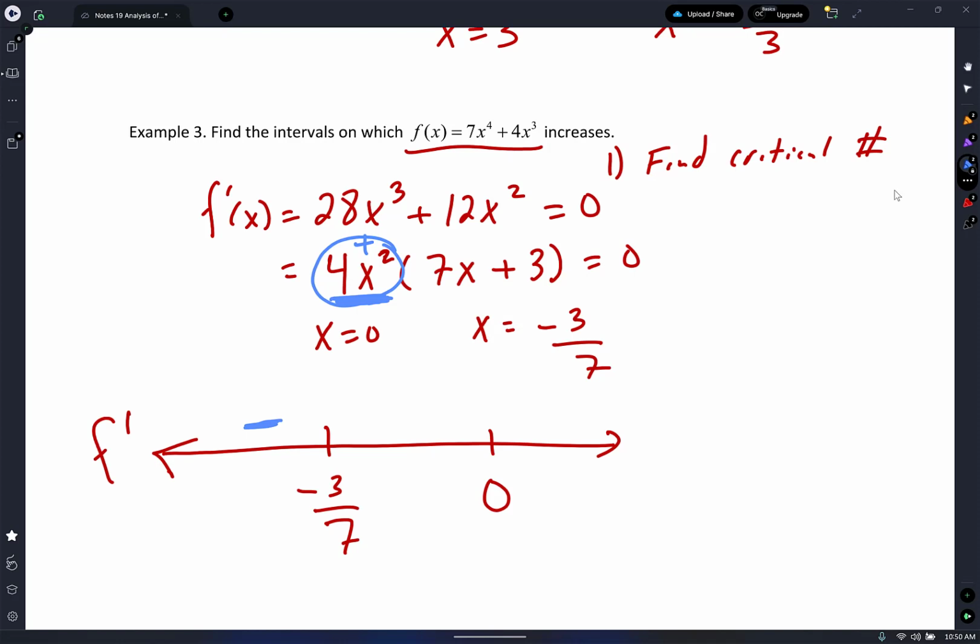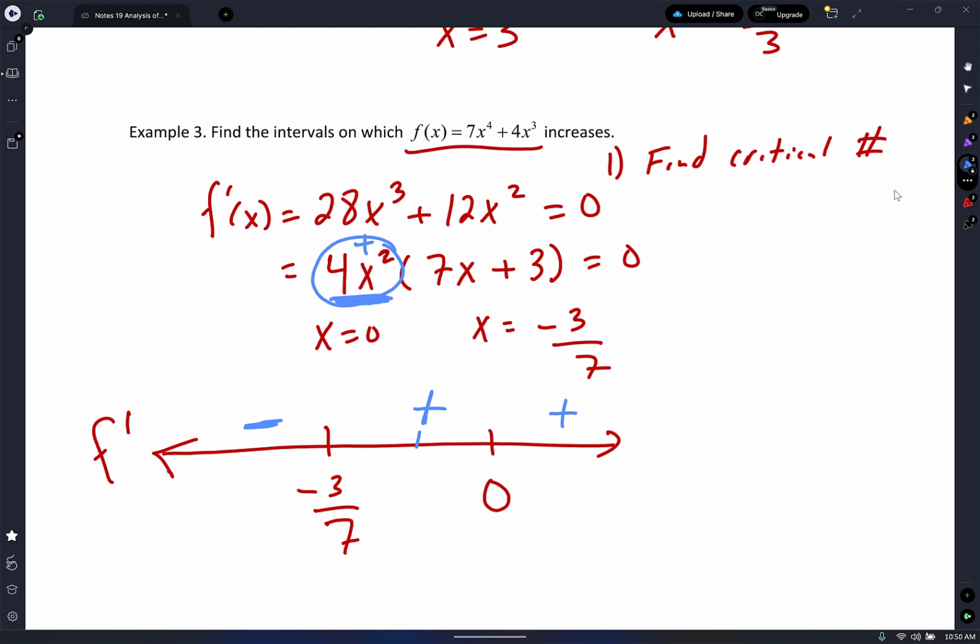A number between negative 3/7 and 0, like -1/7, right? There's a -1/7 somewhere in here. If I put a -1/7, you don't care about the 4x squared because that's always going to be positive. 7 times -1/7 is just -1. -1 plus 3, so that's going to be a plus. Do you guys see that? And a number bigger than 0, like 1, that's always going to be positive again.